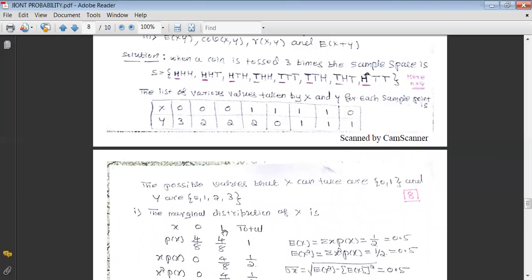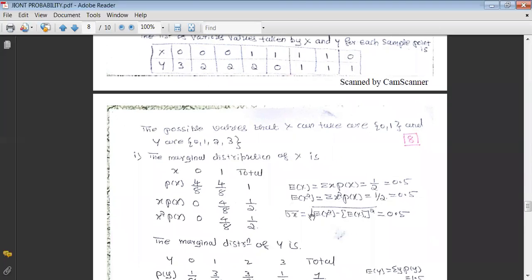In the same fashion, X equals 1. Again, we can find X equals 1 4 times, therefore 4 by 8. That will be the required probability for X equals 1. Again, once we get the total, it results in 1. Now, again, we need the correlation and other things. Now, let us calculate some more values here itself.